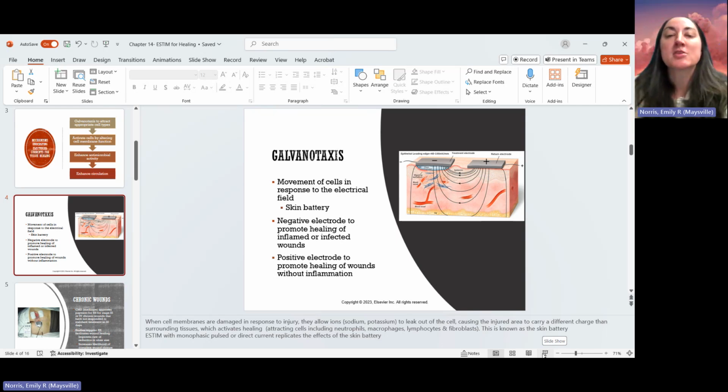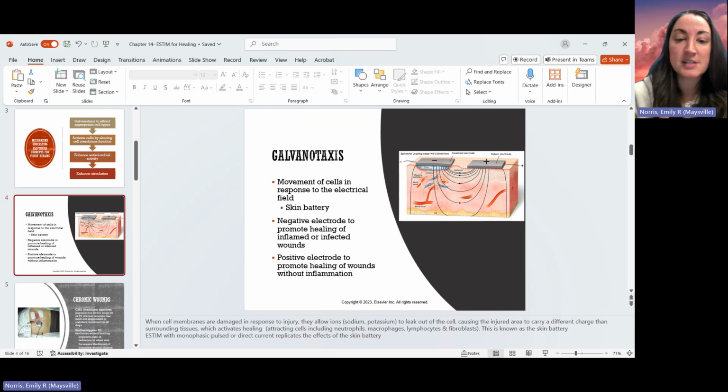Okay, so when the cell membranes are damaged, that's because of injury, they allow ions such as sodium and potassium to leak out of the cell. This causes the injured area to carry an electrical charge that is different than the surrounding tissues. This activates the healing process. It attracts cells such as neutrophils, macrophages, lymphocytes, fibroblasts, those types of cells that have a charge. It attracts cells that cause healing to activate the healing process. This is known as the skin battery.